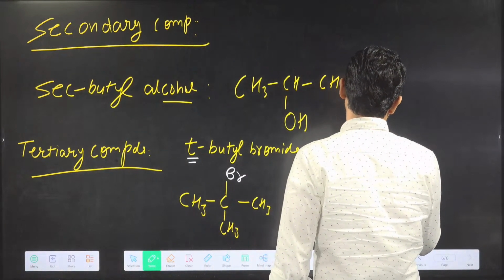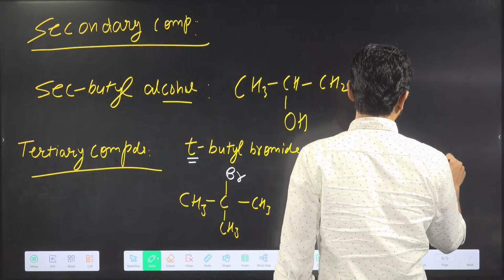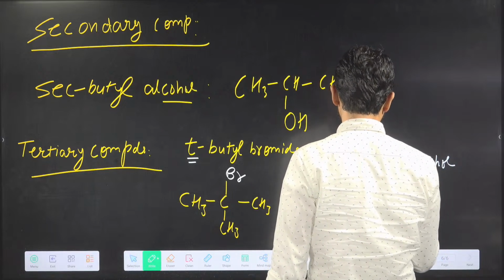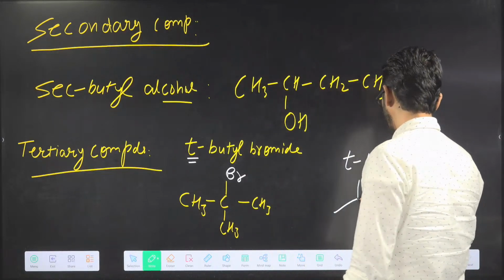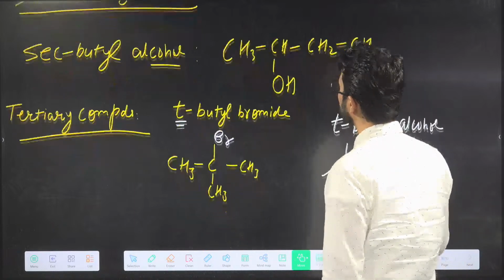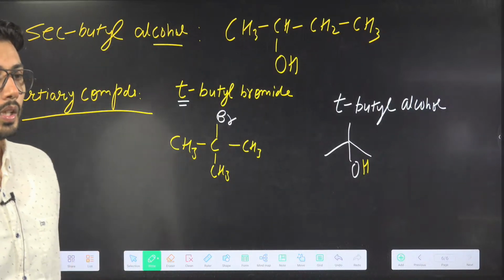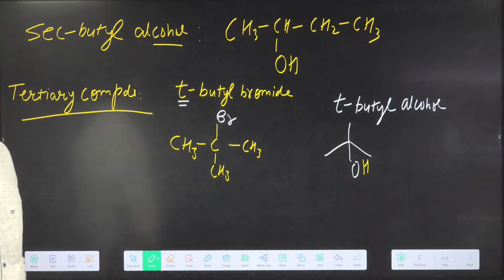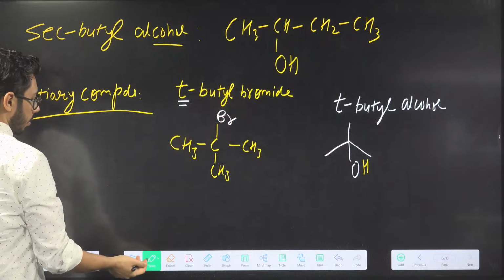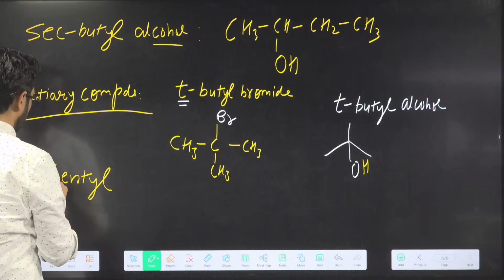Similarly, tertiary butyl alcohol is frequently used in the reactions of the alcohol, phenol, ethers chapter. Again, if I write the bond line notation, it will be in this manner. Clear this one? That is the significance of tertiary compounds. You might get tertiary butyl bromide or alcohol, or I can say tertiary pentyl alcohol.